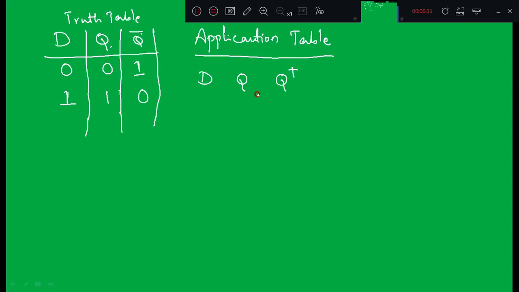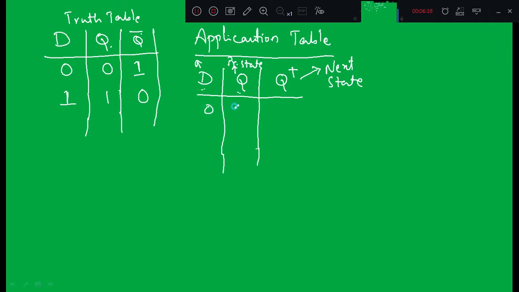And with these two inputs, we are going to decide the next state, right? This table we wrote when we were generating the characteristic equation of different flip-flops. So here D and Q will act as two inputs and Q plus will act as output. This Q plus is also called the next state, D is the normal input, and Q is the previous state. Since I have two inputs, I can write a total of 4 combinations: 0 0, 0 1, 1 0, 1 1, right?